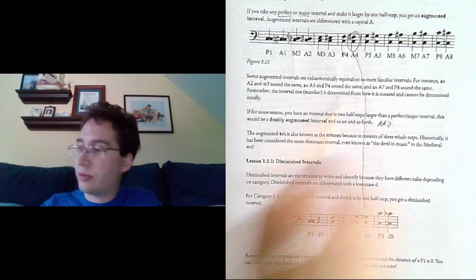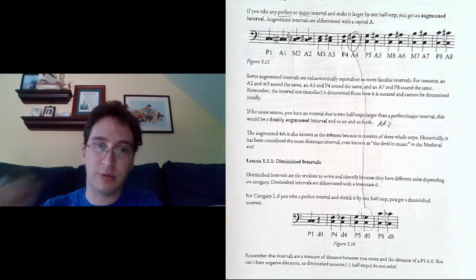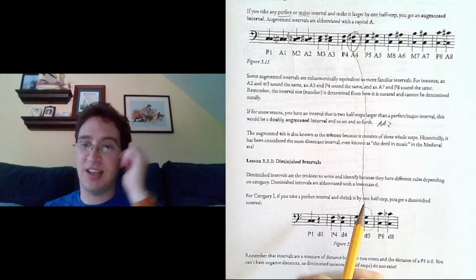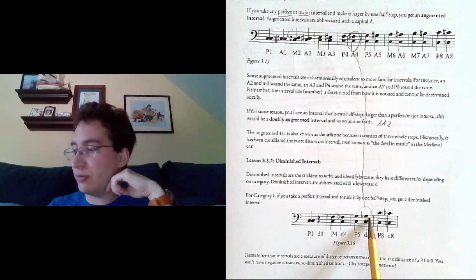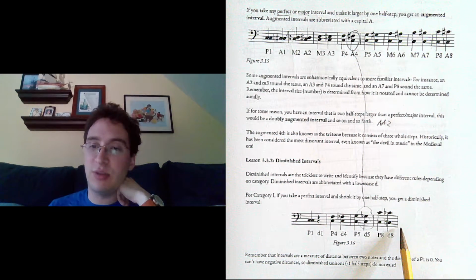So tritone refers to either augmented fourth or diminished fifth. Tritone is referring to the sound rather than the notation. So if you want to be precise about how it's notated, you say augmented fourth or diminished fifth. If you're talking about the sound, tritone is fine. Then perfect octave, diminished octave.